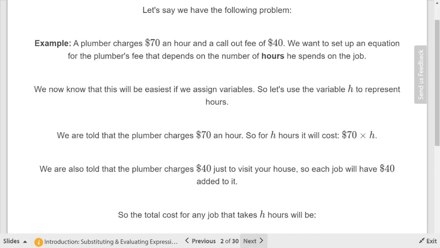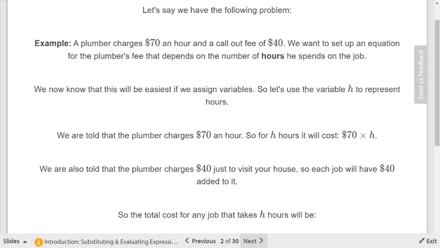So look at this one. Here's our example. It says a plumber charges $70 an hour and a call-out fee of $40. Okay? So every hour that he's there, he's going to charge how much? 70, right? And then he's going to charge you $40 just for coming to your house in the first place, right? Is a plumber always going to be there the same number of hours? No, it depends on the job, right? So that is going to vary. The number of hours is going to vary. So in this case, our variable is the number of hours.